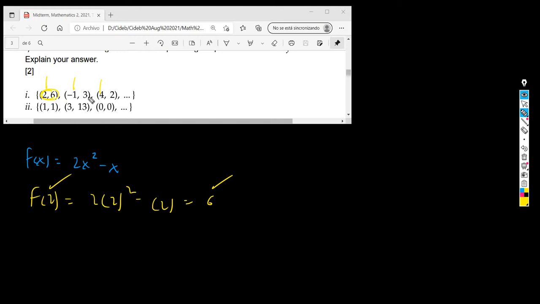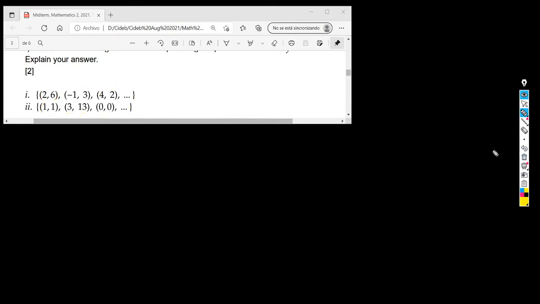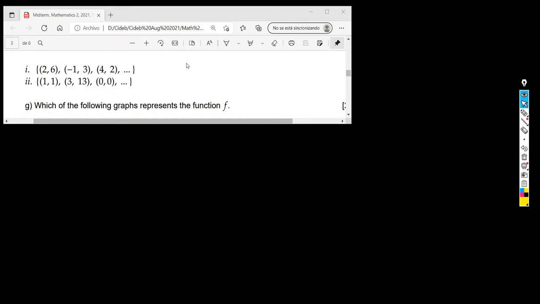But one of these two fails. I'm not going to do the whole thing. So this set does not represent the function, because when you evaluate at either -1 or 4, you do not get this output in return. And neither does this one. For one of these inputs, you won't get its corresponding output, which was not my intention. So neither of those two sets represents the function.